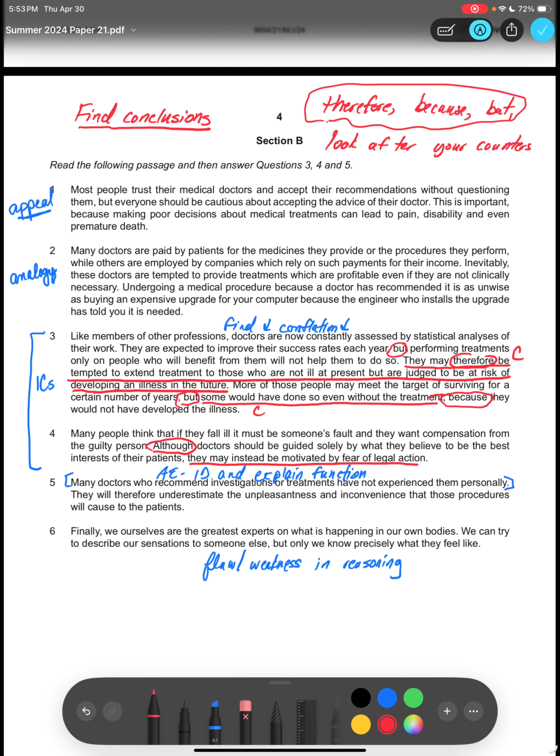People, if they fall ill, think it's someone's fault and want compensation. Doctors should be guided by what they believe to be best for their patients, but they may instead be motivated by fear of legal action. Why? Because people think this. So this counter's response is another conclusion.